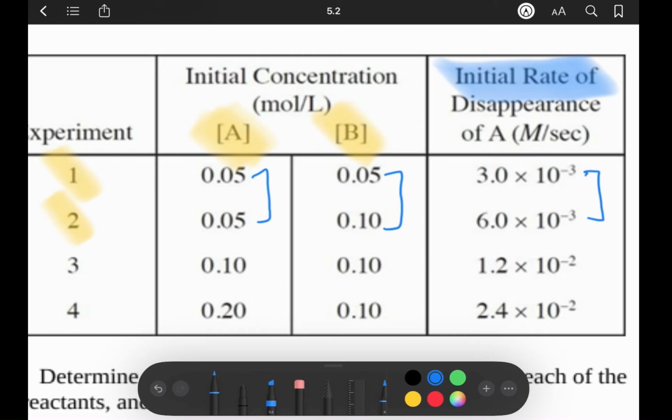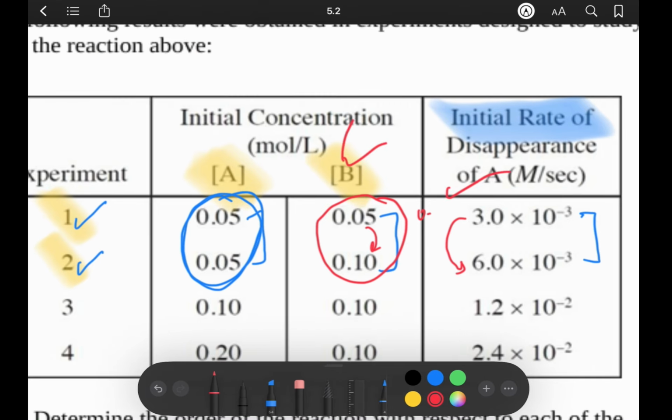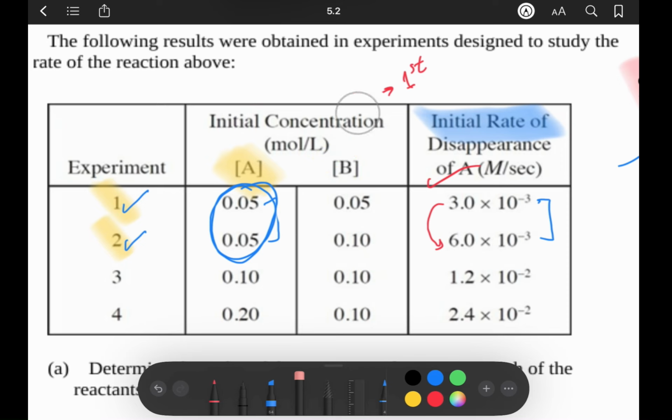So if we take experiment 1 and 2, since A is fixed, but we change the concentration of B, it's doubled. It was 0.05 and now it becomes 0.1. So we can see that the rate of reaction is also doubled. Since B is doubled and the rate is doubled, then the order of B for sure is first order. Okay, from this one, I can say that the order for B is first order.